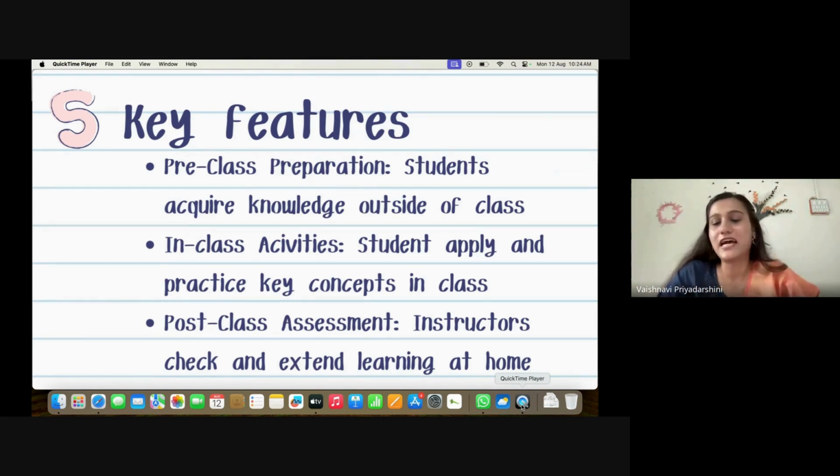Last is post-class assessment. Very important. What we do in traditional teaching is we give them homework, and later on the teacher gets to know how much the student has understood through tests. But here we are providing them immediate feedback: these are the points where you are lagging. You need to go through this particular topic again so that you can understand why this thing is important or how it works.